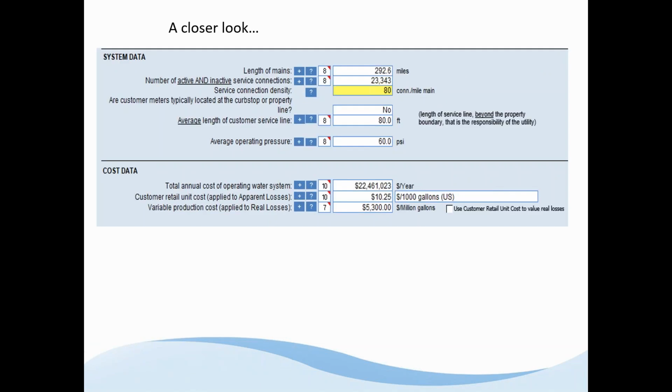So a closer look is, we want to get into the system data that's a part of this. And so this goes to your GIS system, to the information you have in all your records. So you need to know the length of your water mains. In this case, 292.6 miles. They had strong confidence. They gave themselves an 8. Number of active and inactive services, they felt confident about this number. And so their service connection density was about 80 connections per mile.